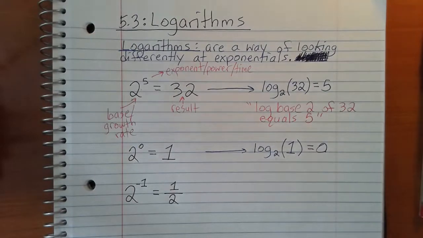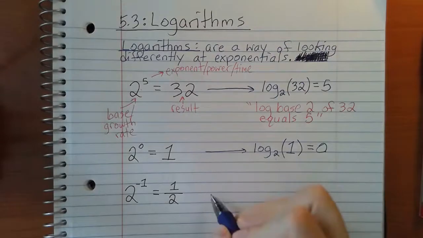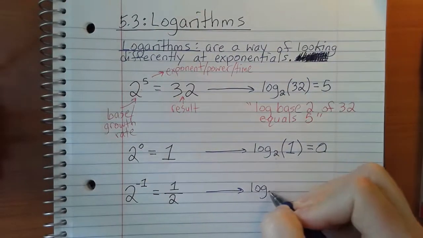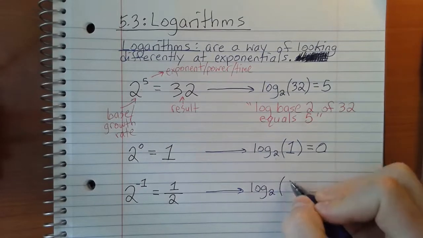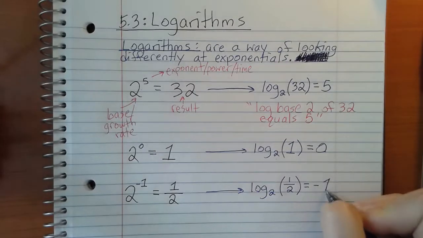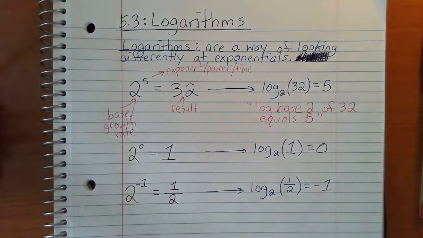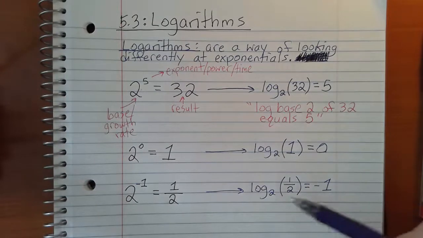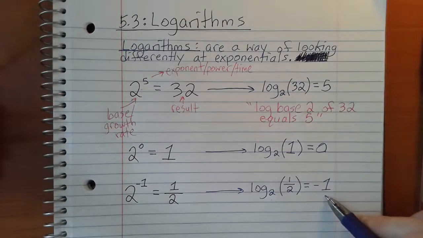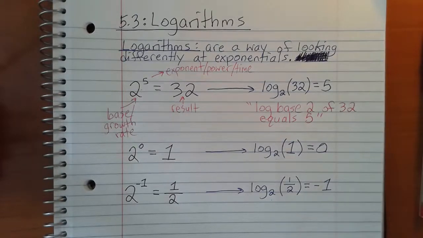And finally, our third one here, we could write as log base 2 of 1/2 equals -1. Now, if I think about this last one in terms of the water lily, I would be able to think, well, if my growth rate is 2 and I'm half the size of what I'm supposed to be right now, that means that I'm talking about 1 day ago, 1 day in the past.